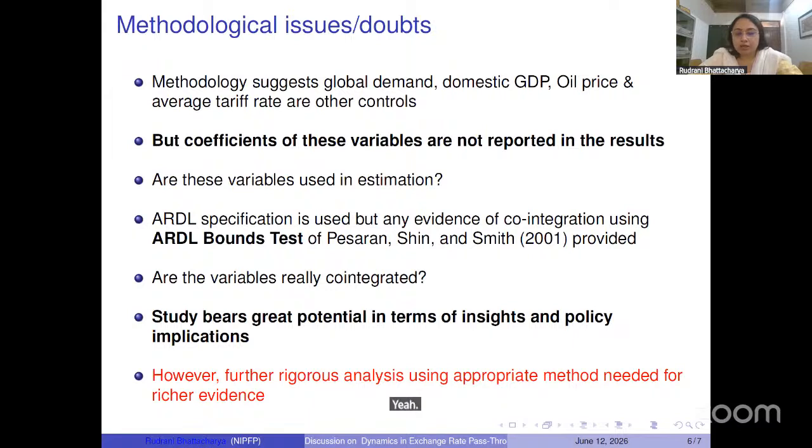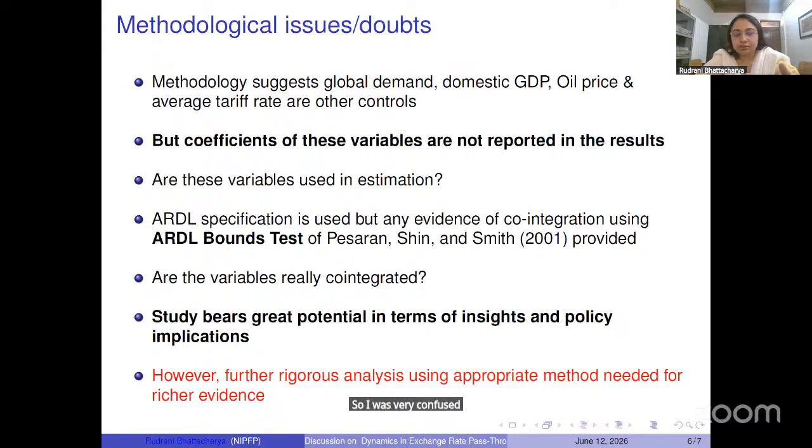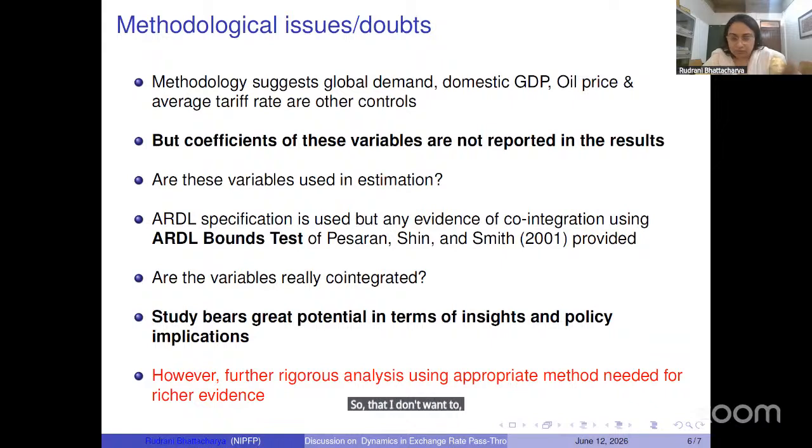Yeah. So this comment is about the fact that, when reading the paper, certain things were not very clear to me. In the paper, the bound test results were not shown anywhere. So I was very confused whether the authors have found a long-run relation, whether a co-integration relation actually exists or not. But Professor Sinha Roy has already explained in the presentation that it is there. So I will not go into those.